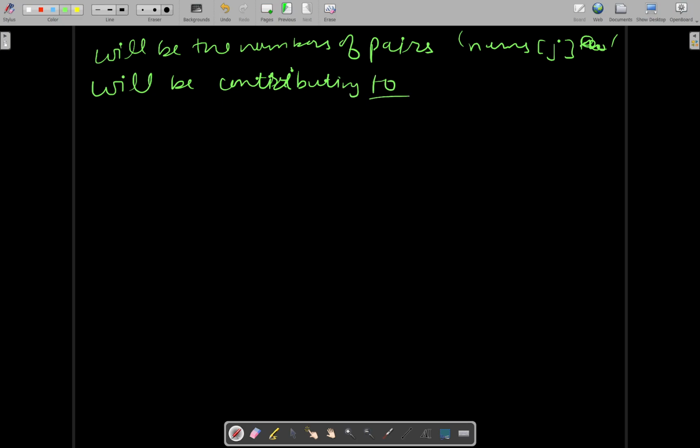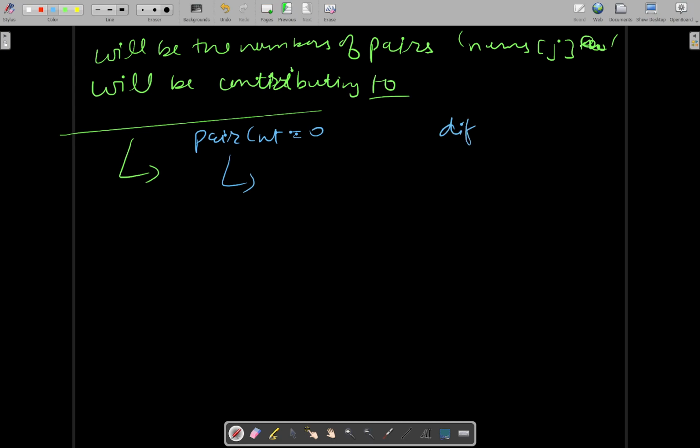Okay, so in that case, we will simply be increasing our, let's say we are defining another variable pair count that we will be returning from our function. So we will increment our pair count based upon the number of times you have seen the current difference.